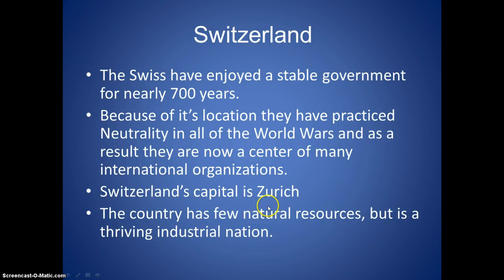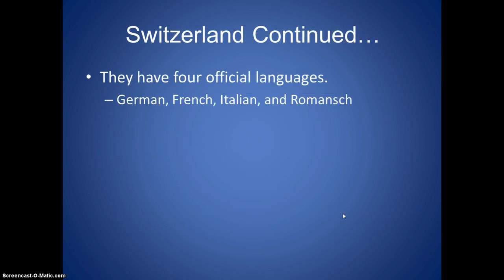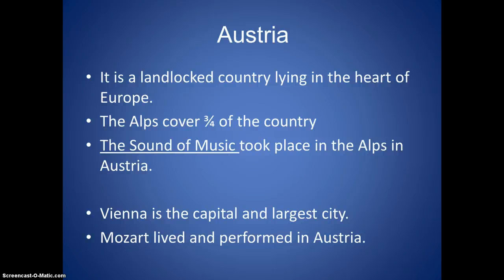Their capital is Zurich. The country has few natural resources, but really is a thriving industrial nation because of the international organizations that are there. Even with the few natural resources they have, they still thrive in the economy. They actually have four official languages, so kind of unique. There is German, French, Italian, and Romansh there. And really none sticks out more than the other, so it's pretty unique for the size that it is.